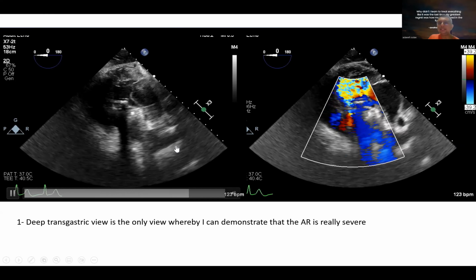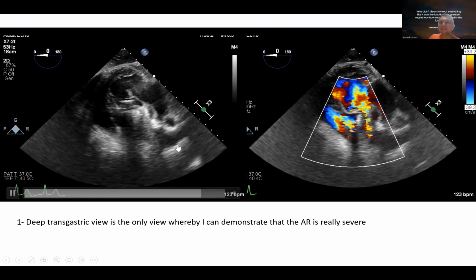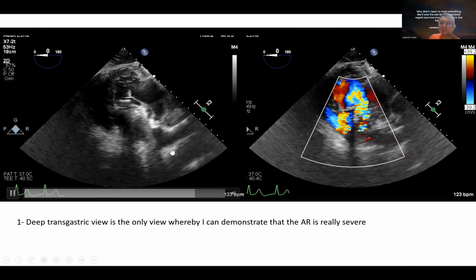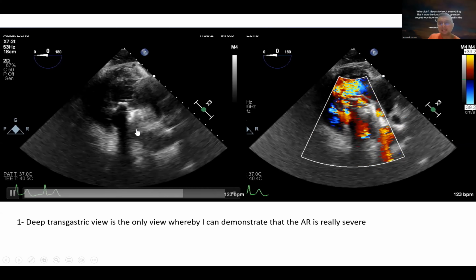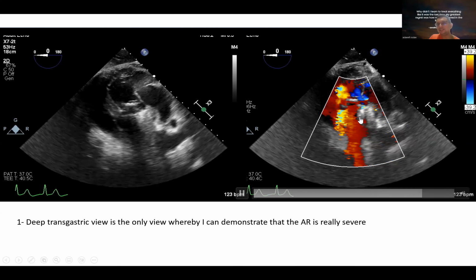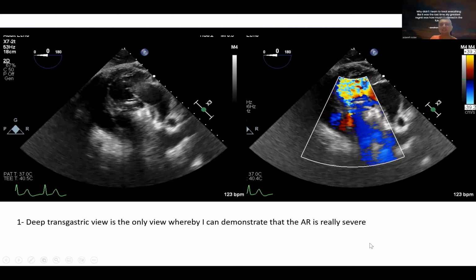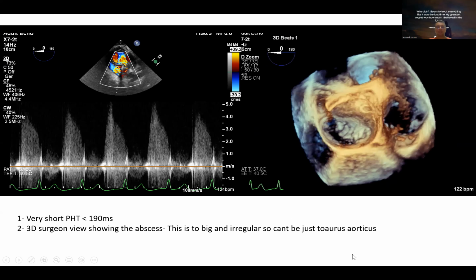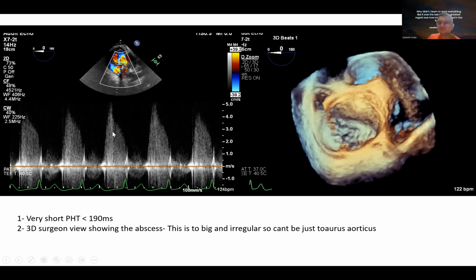And I go deep transgastric. Deep transgastric is 45 centimeter on your probe, and you anti-flex the probe. And finally, here we can demonstrate how severe the aortic regurgitation is. So the patient has severe aortic regurgitation. We put a continuous wave Doppler across the aortic valve, and we can see a very short pressure half time.